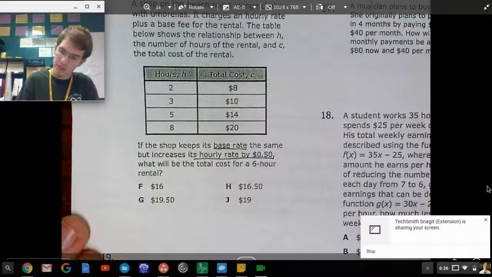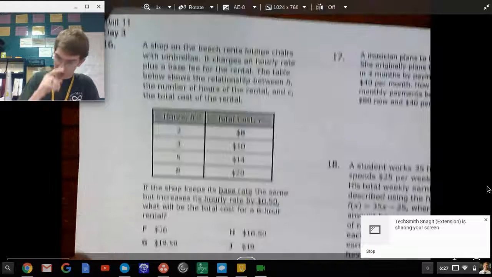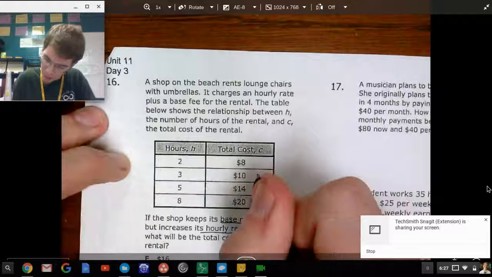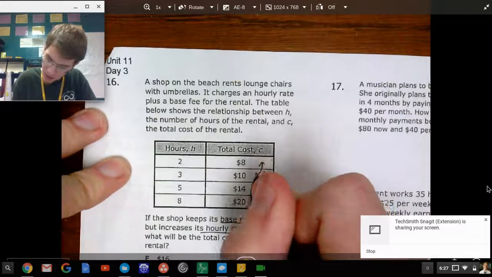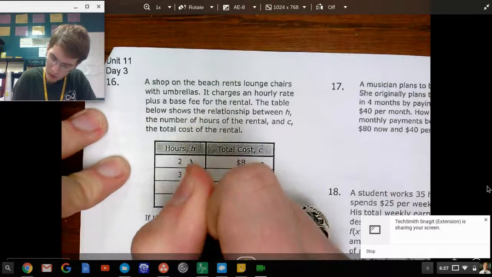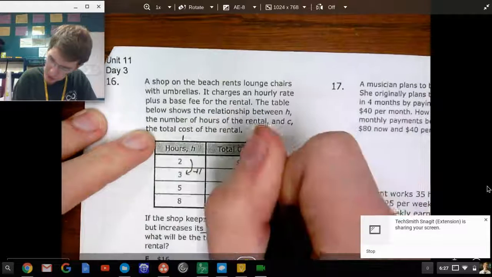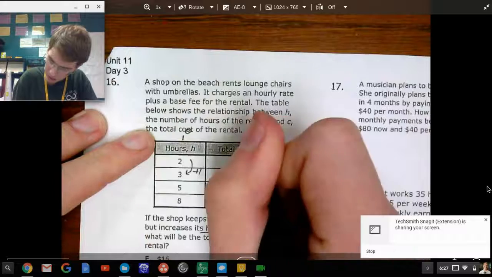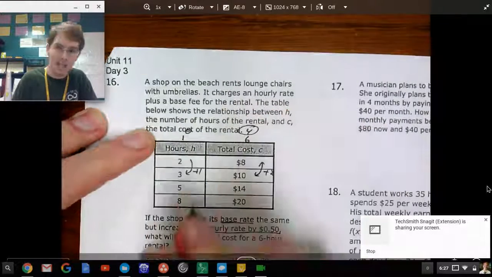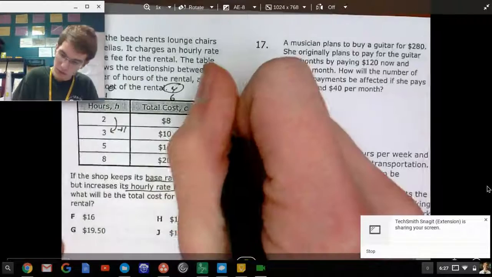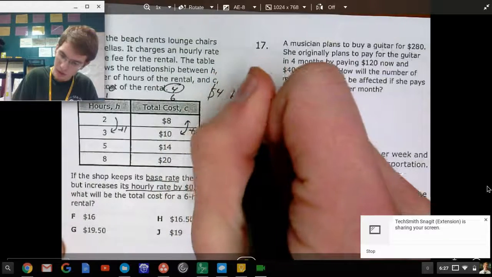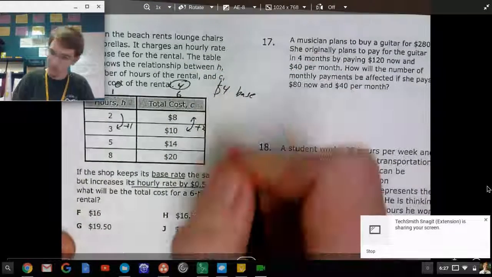I wonder what is their base fee. So let's see if we can backtrack this a little bit. Let's go back. So this is going up by 2, up by 1. So that means if we go to 1, we'd go down by 2, so we get 6. And 0 would be 4. So $4 is their base fee. So they charge $4 automatically.